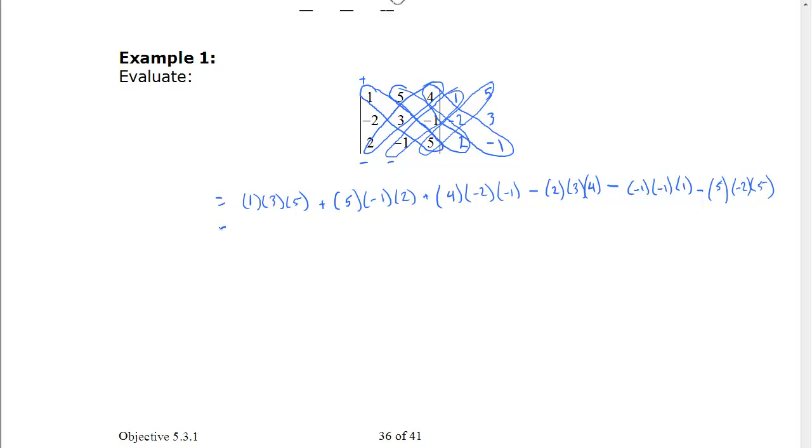Now we just have to multiply everything out. So that's 15 minus 10 plus 8 minus 24. Minus a minus means -1 plus 50. So 15 minus 10 plus 8 minus 24 minus 1 plus 50 is 38. So the determinant of the matrix is 38.